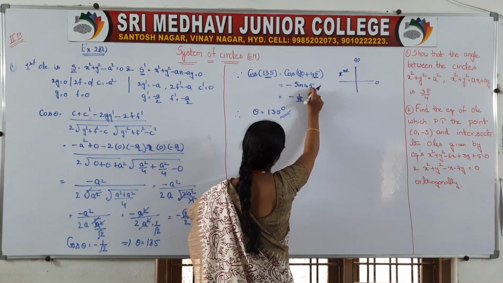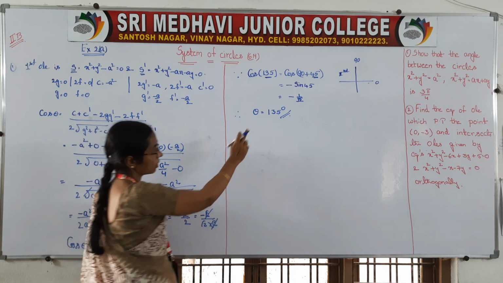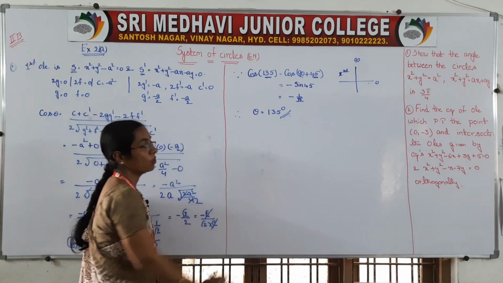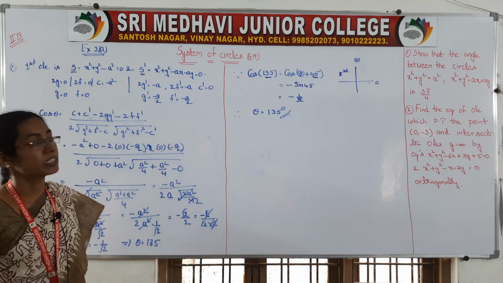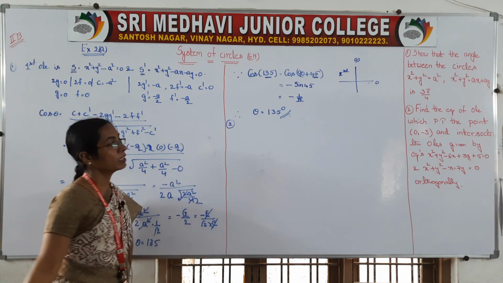So it is sine 45, which is minus 1 by root 2. So theta is equal to 135. Okay, the angle between these two circles is 135. Now come to the second question. What is the second question?